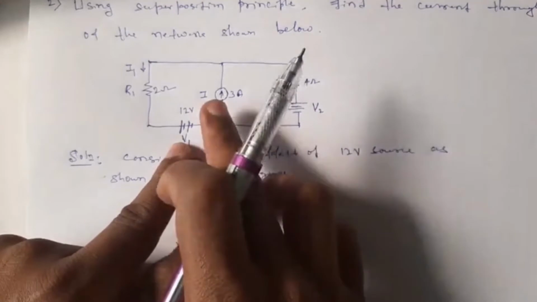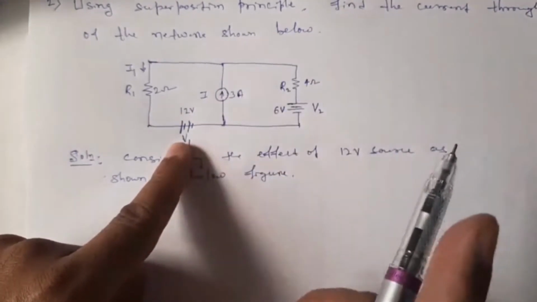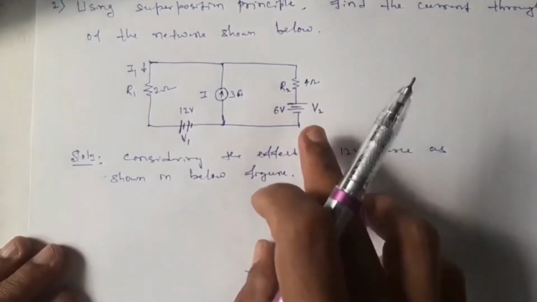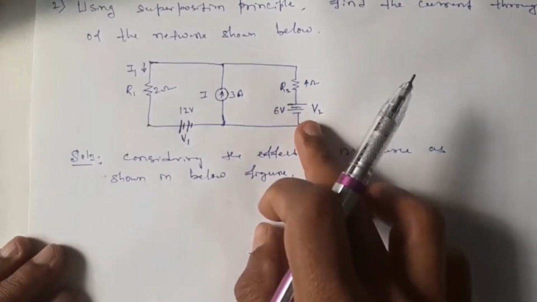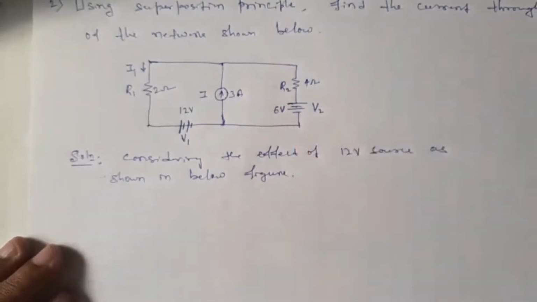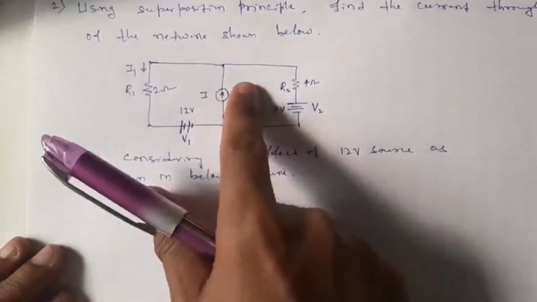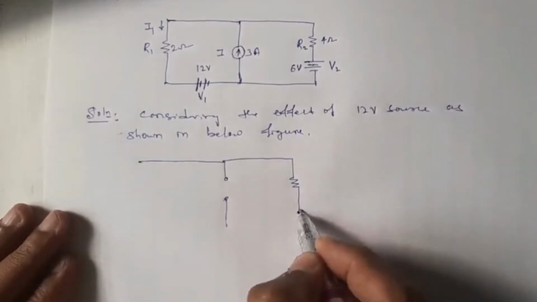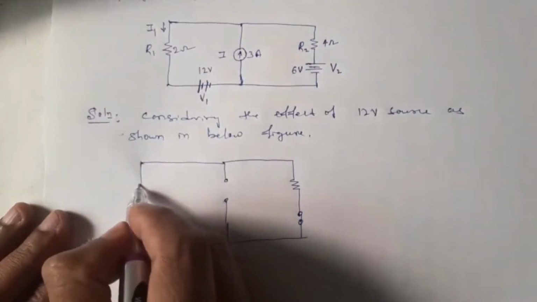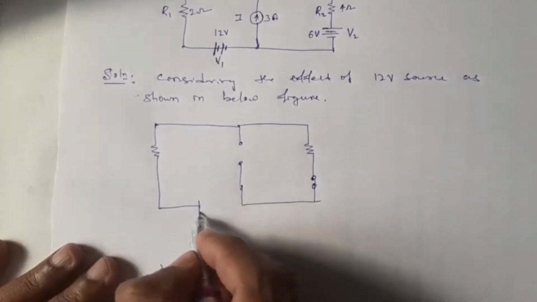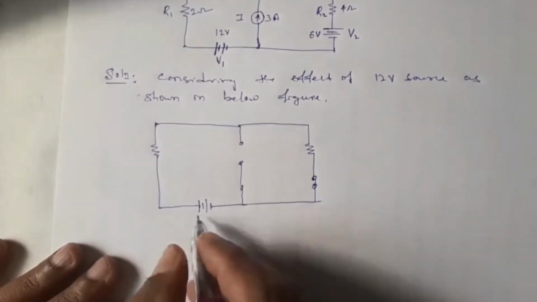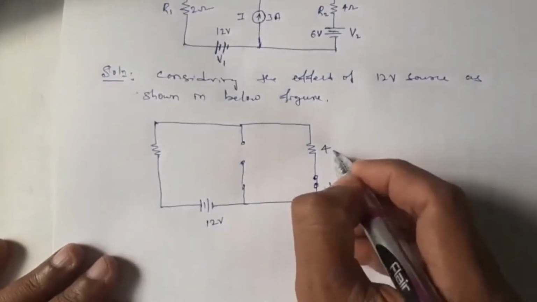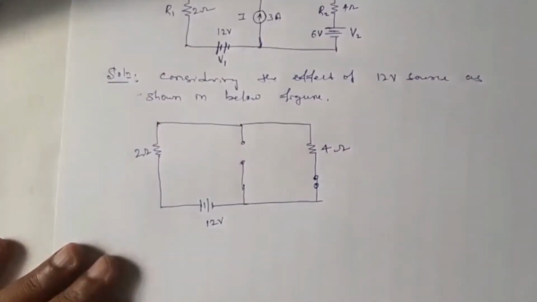How can I make I zero? Because it's a current source, as I told, to make a current source zero we need to disconnect it, meaning open circuit. To make a voltage source zero, we need to short circuit. So we'll short circuit V2 and open circuit I, and I redraw this network. See, this is open circuit, this is short circuit, and here you have one resistor, positive, negative. This is 12 volts, this is 4 ohm and this is 2 ohm.